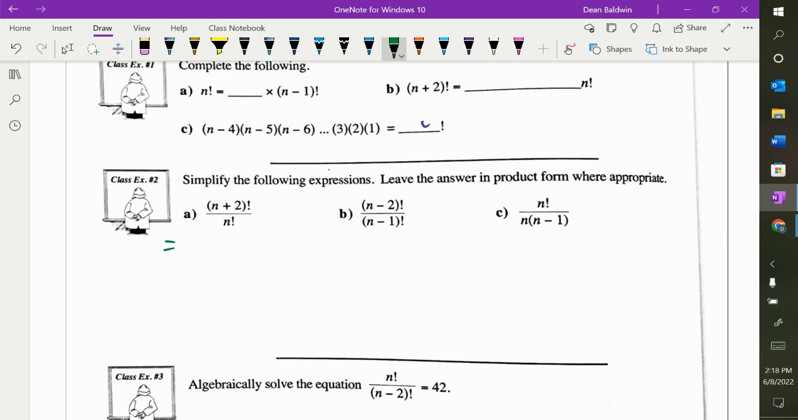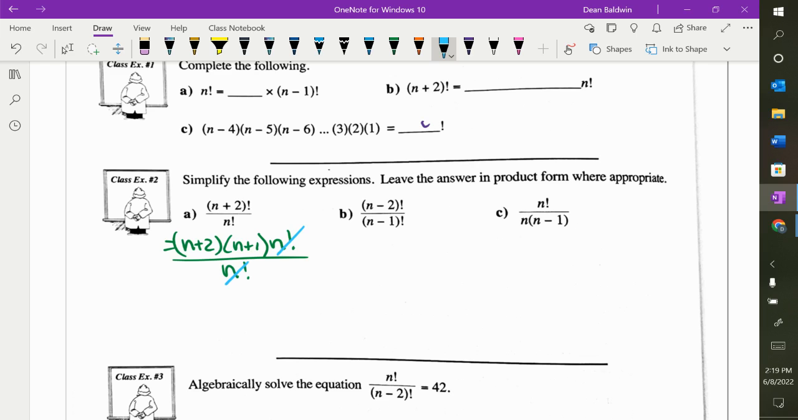So you reduce the larger number. The top becomes n plus 2. I take 1 away from that. What do I get? N plus 1. Take 1 away. You get n. I'm going to stop there because you cancel the n's.